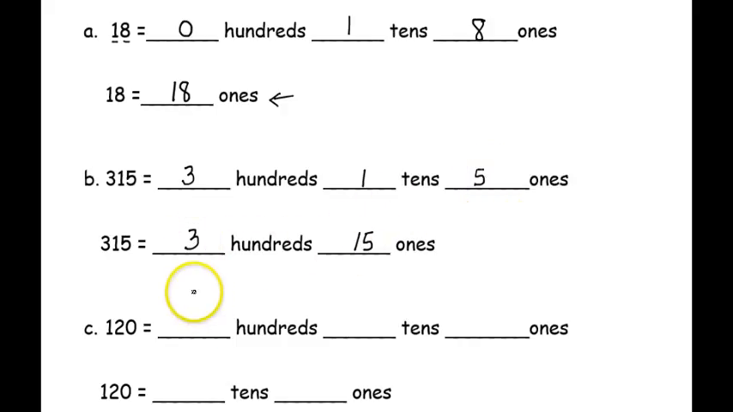And our last question is the number 120. For 120, I have one group of 100, two groups of 10, and 0 ones. Now, how many groups of 10s and 1s is that? Well, my 100 is the same thing as 10 groups of 10, and I have 2 more groups of 10. So I can say that 120 is the same thing as 12 groups of 10s and 0 ones.